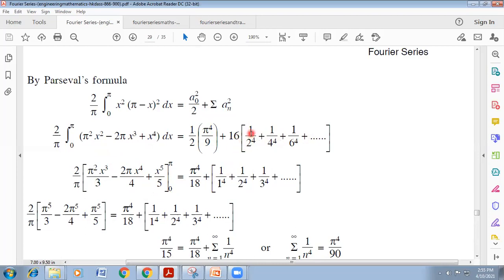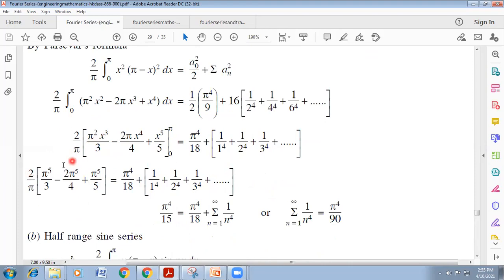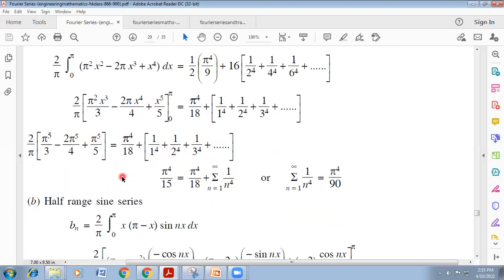16 times 1 by 1 to the power 4, 1 by 2 to the power 4, 1 by 3 to the power 4. Okay, so the series. 2 by pi and this, putting x equals to pi, to the power 5 by 3, pi to the power 5 by 4, pi to the power 5 by 5. Just putting x equals to pi, and 0 will always be 0. This is why we get the values only for upper limits. This equals pi to the power 4 by 18 plus this series. Now pi to the power 4 by 15. Just taking LCM of 3, 4, 5, what will be?